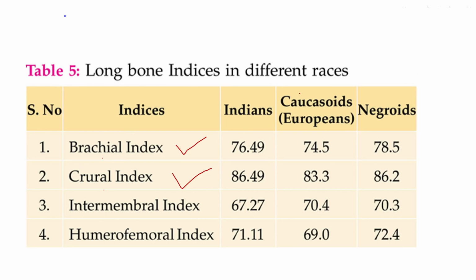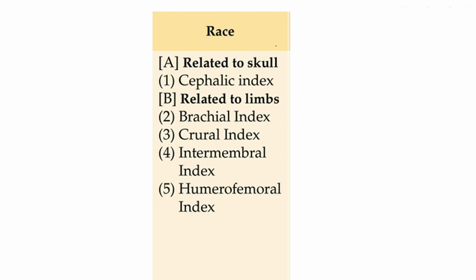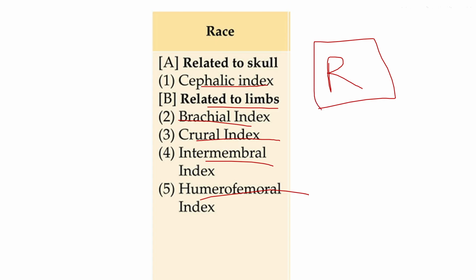Other than this, the topmost important is the skull index, that is the cephalic index. So related to the skull, the cephalic index is right there. Related to the limbs or long bones, these are the brachial index, crural index, intermembral index, and humerofemoral index. To remember, these are the indexes of the races from which we can identify the race of a person.